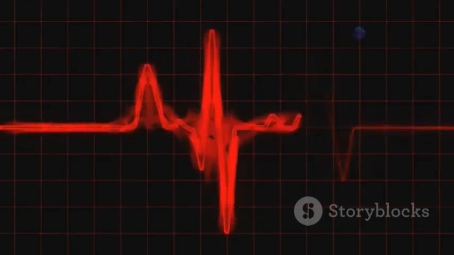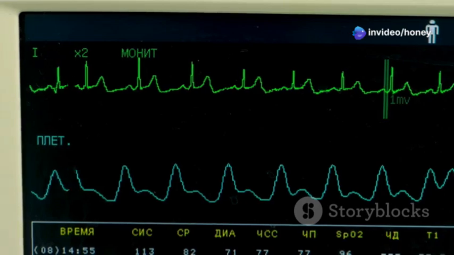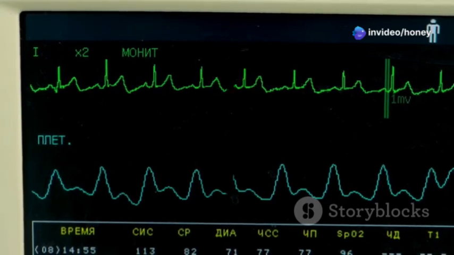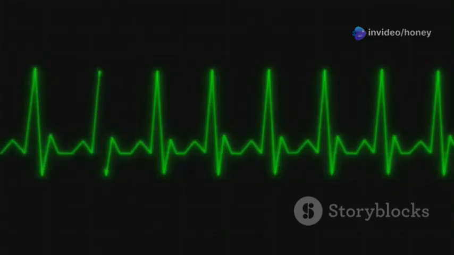Then, there's normal sinus rhythm. This is what you want to see. Regular P waves followed by QRS complexes in a consistent pattern. It's your heart's business as usual mode.